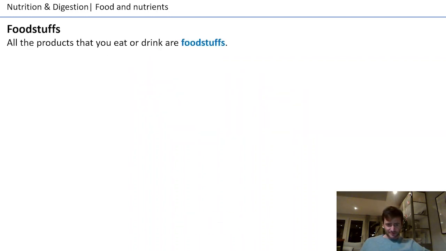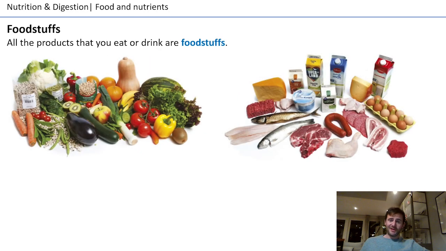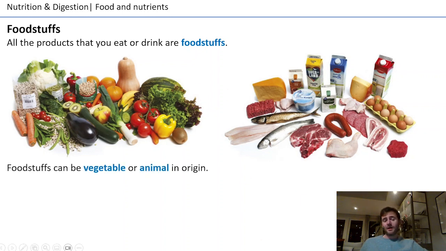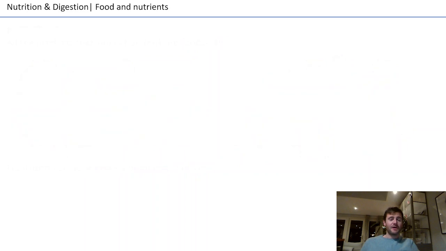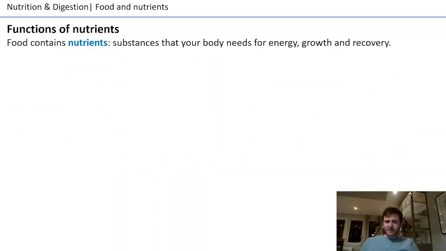Okay, let's start simple. All the products that you eat or drink are foodstuffs. And here you can see lots of examples. And foodstuffs can be plant or animal in origin. So even if you don't eat the animal itself, like for example cheese or milk, it still counts as animal produce. Now, what's the most interesting in this topic is what food contains.